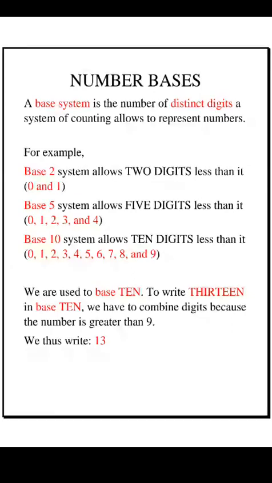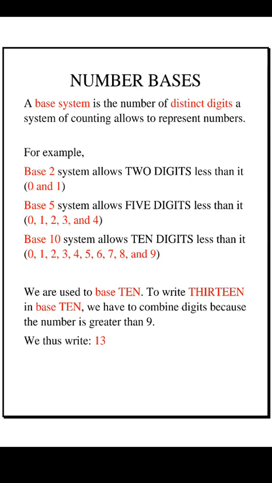For base 5, all the numbers must be less than 5: 0, 1, 2, 3, 4. Our normal base system is base 10. That's from 0, 1, 2, 3, 4, 5, 6, 7, 8, 9.